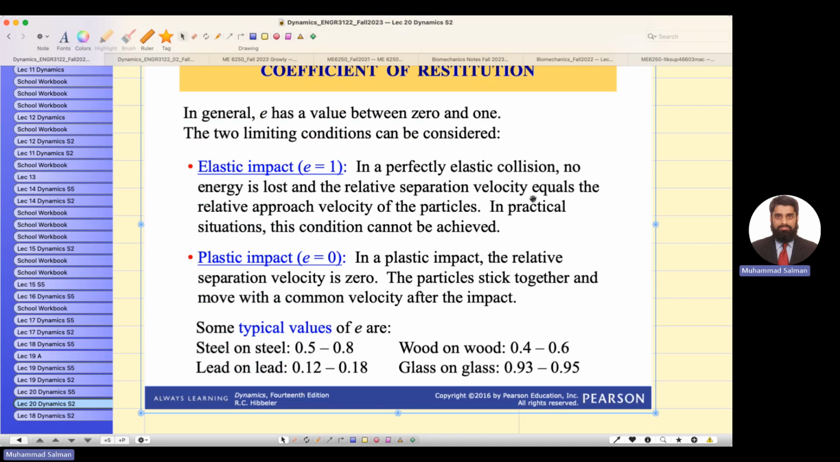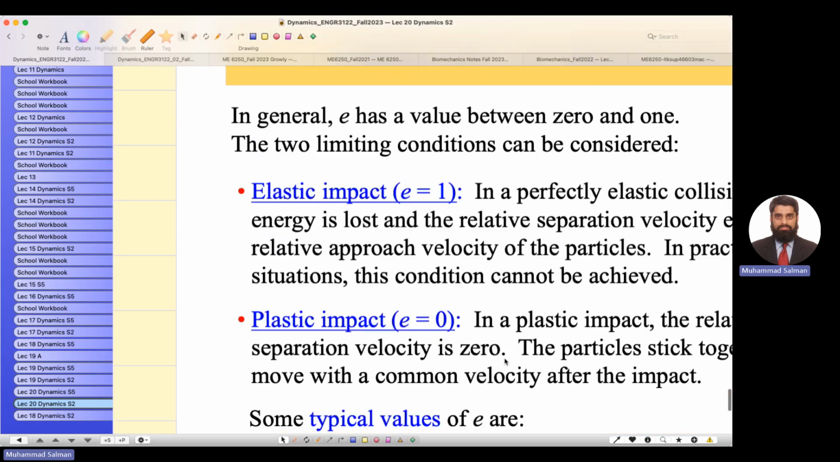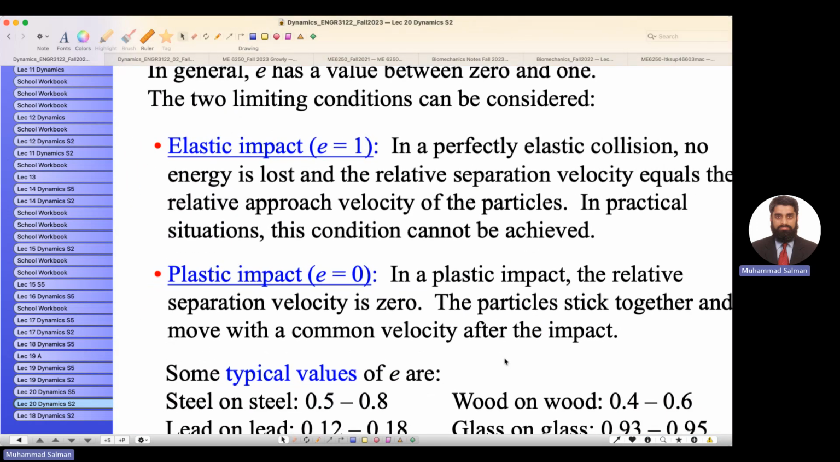So here, this is a special case. When energy is completely restored, E is 1. When energy is completely destroyed, there is no separation after the collision, like a bullet embedded into the block. This is the case of plastic collision.